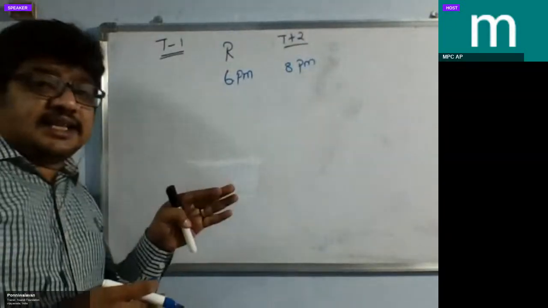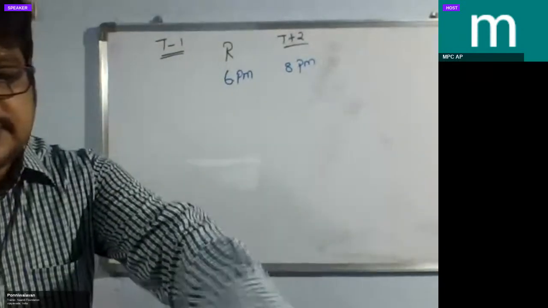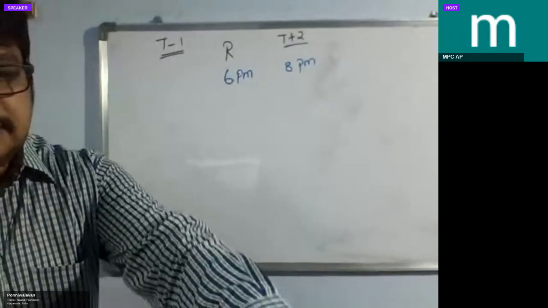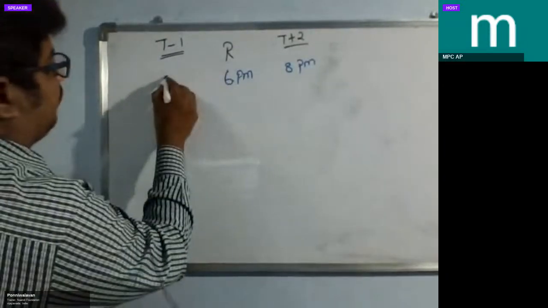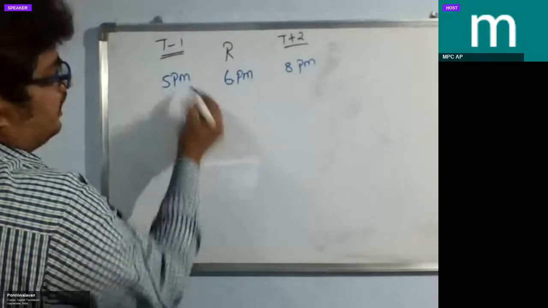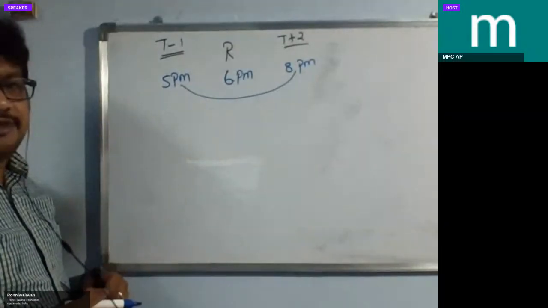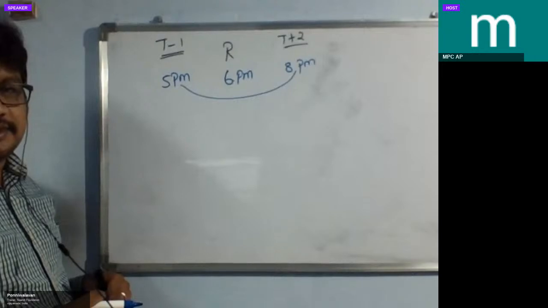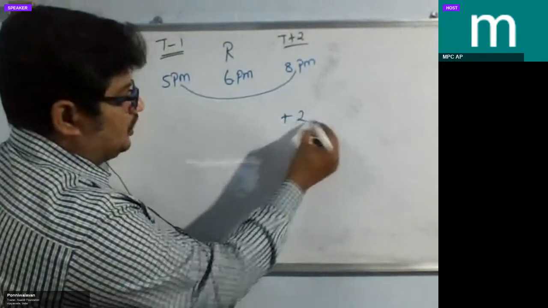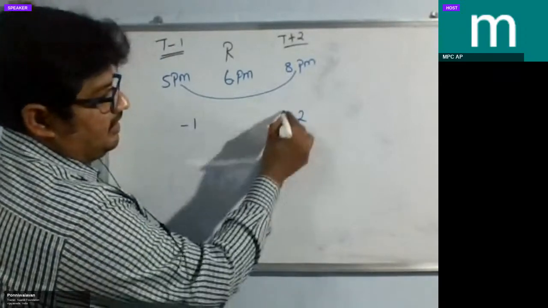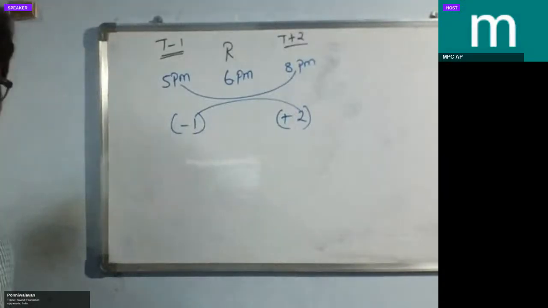Now he is reaching 1 hour before Rohit. Read the question carefully. Sorry, he reached 1 hour before, so now it is 5 p.m. Now tell me what is the time difference? 3 hours. One is plus 2, another one is minus 3. If the symbol is difference, not just add it. Just add it, that's all.